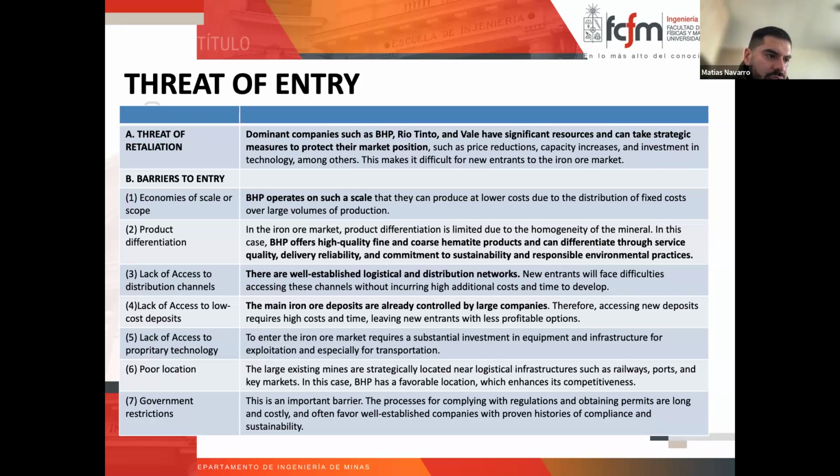Then we can say that the main iron deposits are already controlled by large companies. And to enter the iron market requires a substantial investment in equipment and infrastructure for exploitation and especially for transportation. In this case, BHP has a favorable location near logistical infrastructures such as railways, ports, and key markets, which enhances its competitiveness. Finally, with respect to government restriction, this is an important barrier.